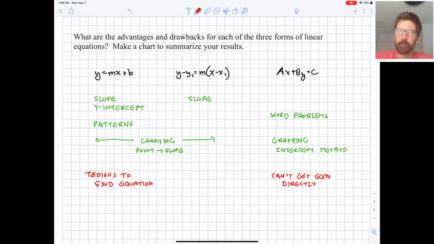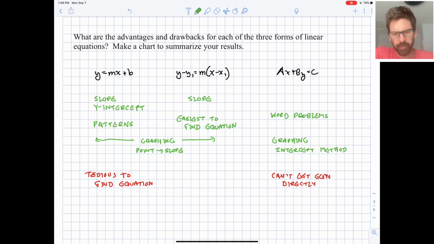Okay, for point slope form, it's probably easiest to find the equation. So I'm going to write that up in green. Of the three methods, it's easiest to find the equation. Okay, so once you get the slope, you can just write out the equation by choosing one of your points.